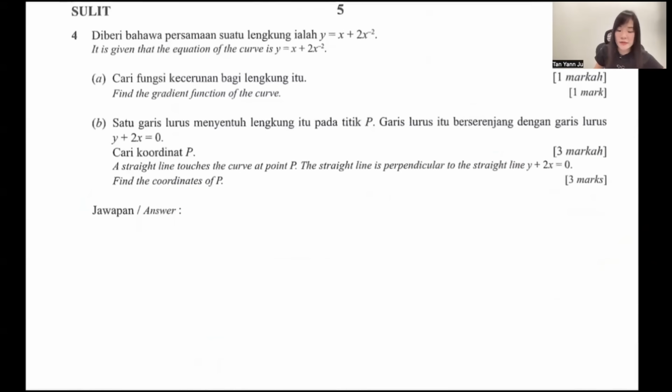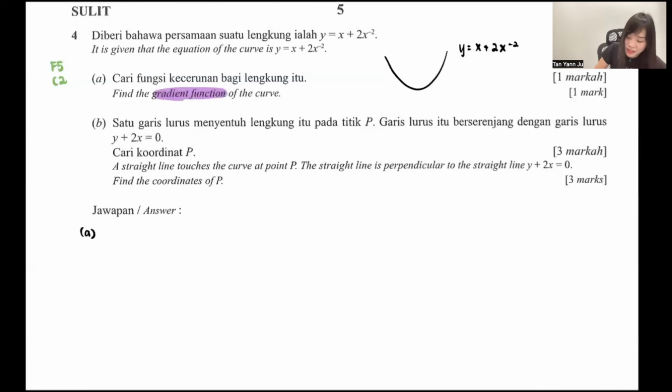Question 4. It's given that the equation of the curve is that one. Find the gradient function. When I see the words gradient function, I straight away know this question is under Form 5, Chapter 2, differentiation. So now they say it's given the equation of the curve. So guys, there's a particular curve. I don't even know how it looks like. I just simply draw. It's definitely not like that, okay, my dear. Then A, they say, find the gradient function of the curve.